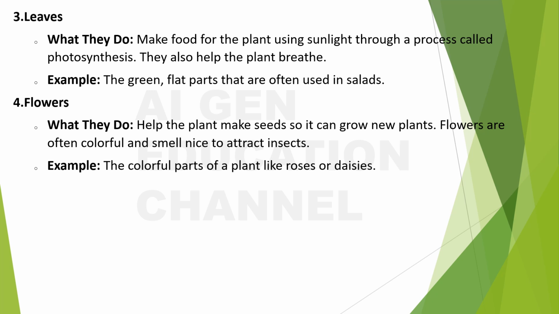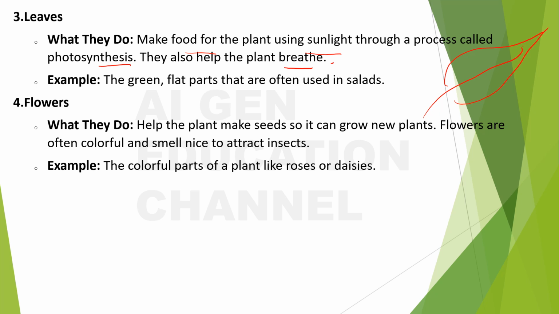Next, leaves. What do they do? Make food for the plant using sunlight through a process called photosynthesis. They also help the plant breathe. The green flat parts that are often used in salads. Okay, this you know. Everyone knows about the leaf, right?